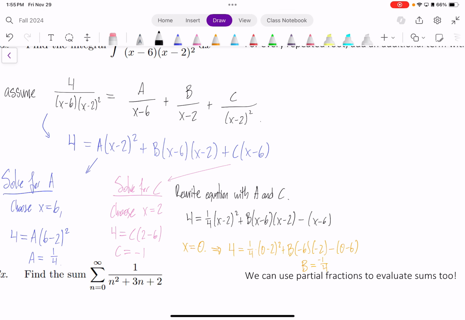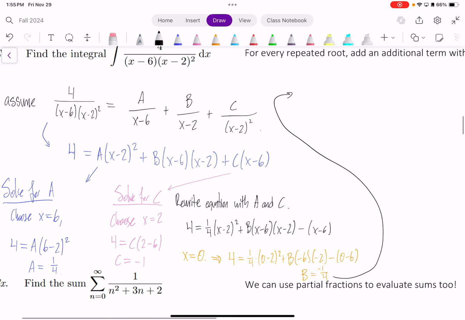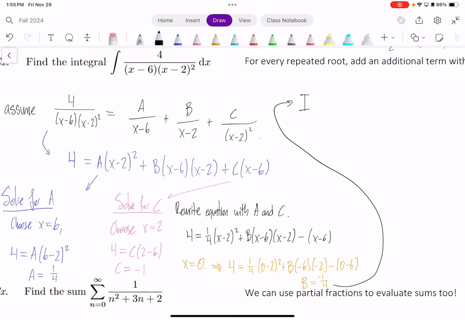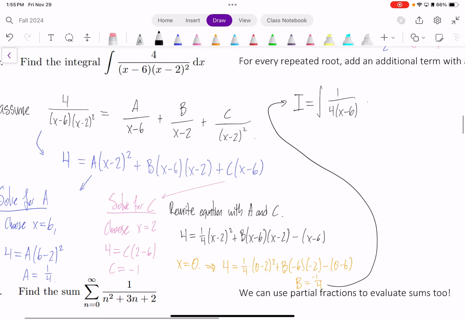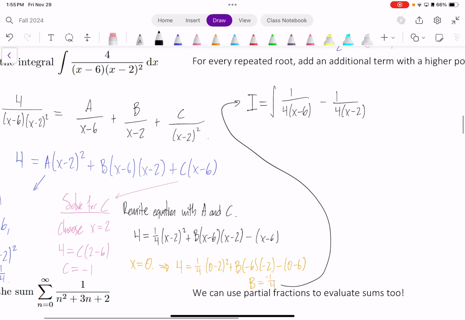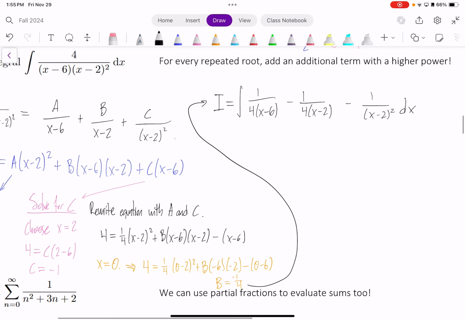So now all we can do is sub those back into our integral. So we'll sub in our values for a, b, and c. So our integral is equal to 1/4 over x minus 6 minus 1/4 over x minus 2 minus 1 over x minus 2 squared.